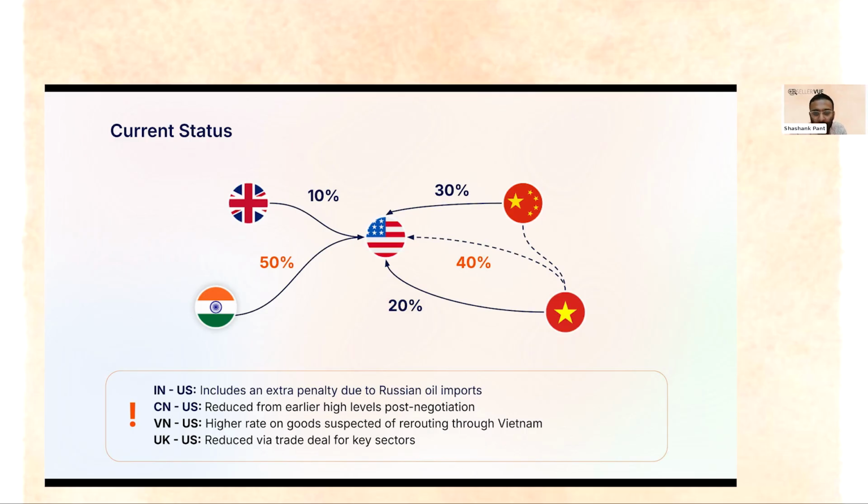The current status, at least when it comes to imports into the US: India, of course, is tariffed at 50% at this point in time. Hopefully that gets resolved soon. UK is at 10%, Europe's at 15%, China is at 30-odd%, Vietnam is at 20%. If shipments are transshipped from China via Vietnam, there's an additional 40% levied on these imports.